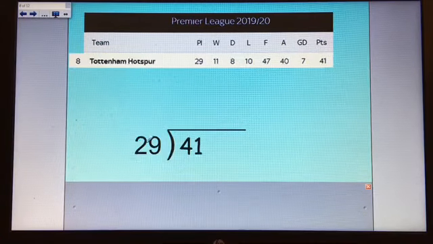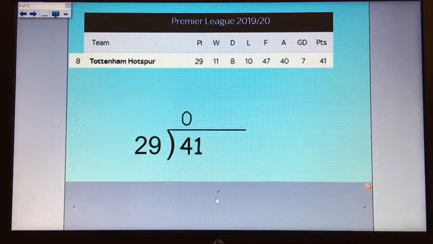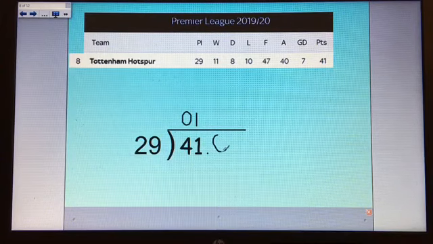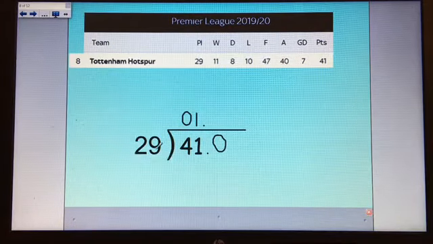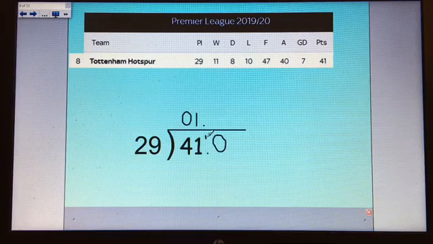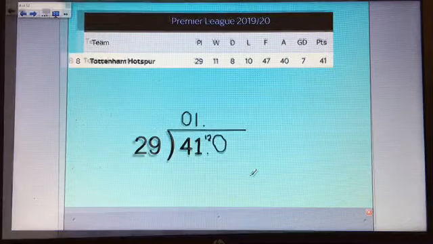So first of all, how many times does 29 go into 4? It goes in 0 times. How many times does 29 go into 41? It goes in once. I'm pretty sure if I doubled 29, it's going to be more than 41. So I'm going to go into my decimals. Now we're going to round it to 1 decimal place. So I've gone over this in previous videos before, but we're going to do it again. So 29 goes into 41 once, with how much left over? 12. Okay, so 29 into 120.